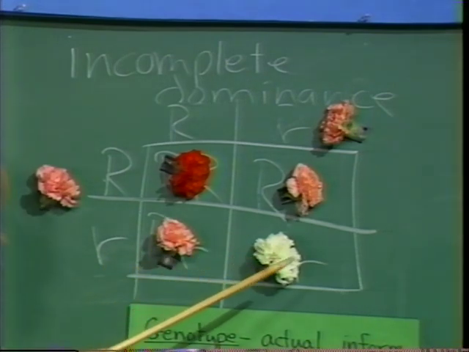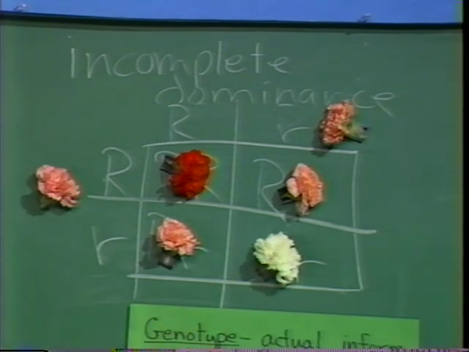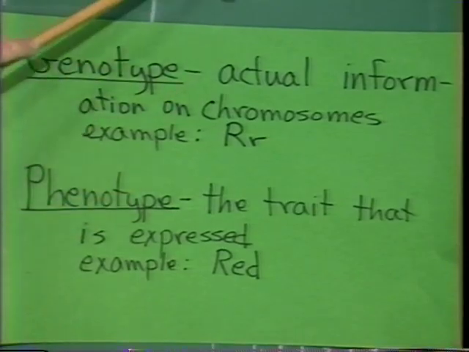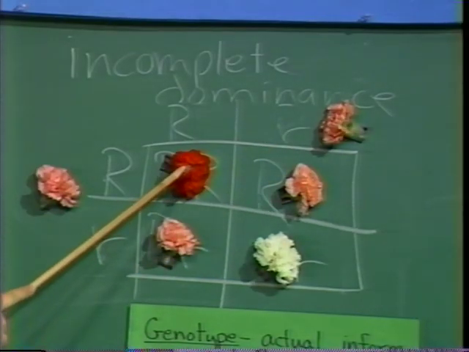What's the phenotype of this one? The phenotype is what it looks like. So what's the phenotype? White. Good. Phenotype. Pink. Phenotype. Red.